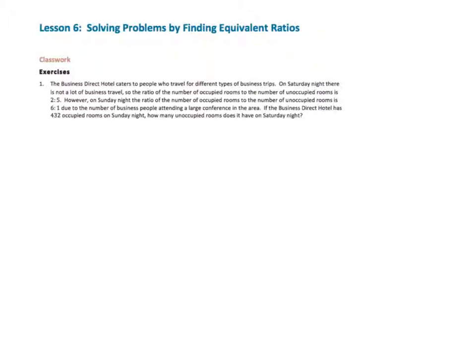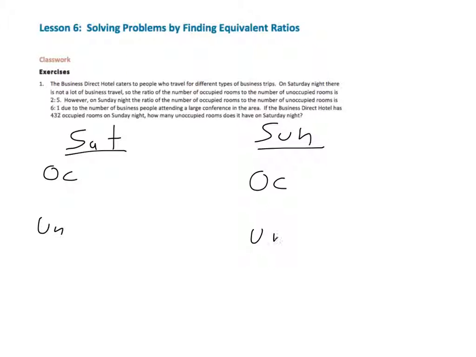Well, the information is split into 2 different days. There's Saturday and there's Sunday. Okay, so we got those 2 parts. And then there's also both occupied and unoccupied. We'll put OC for occupied and UN for unoccupied for both days.